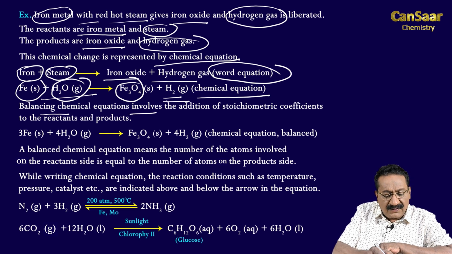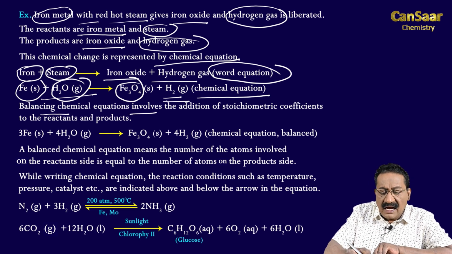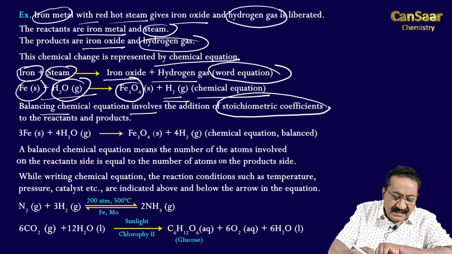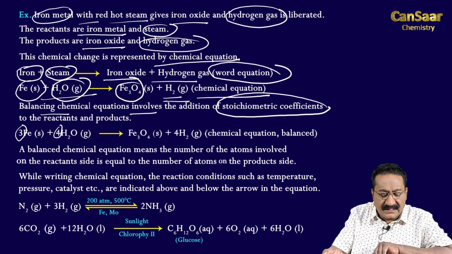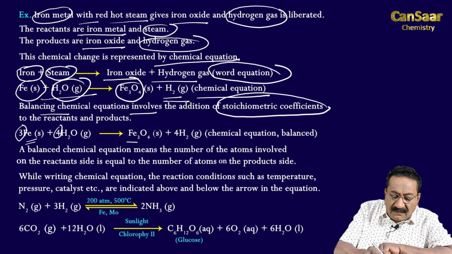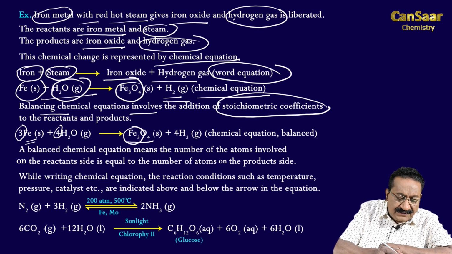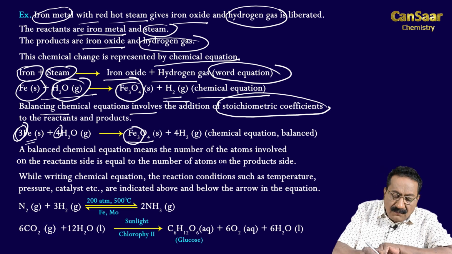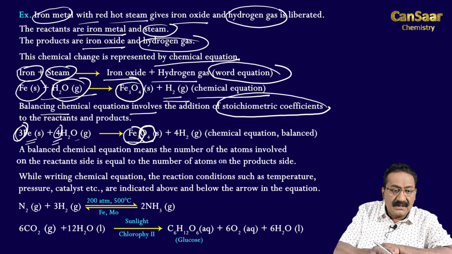Balancing a chemical equation involves the addition of stoichiometric coefficients. These 3 and 4 are called stoichiometric coefficients. Here Fe is converted to Fe3O4. We have 3 Fe's here, hence the coefficient is 3Fe. Fe's are balanced. 4 O's, and we have 4H2.